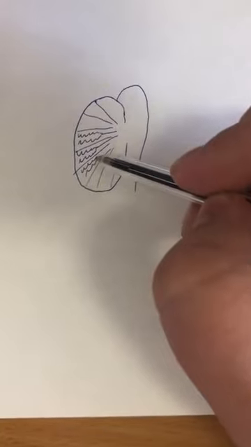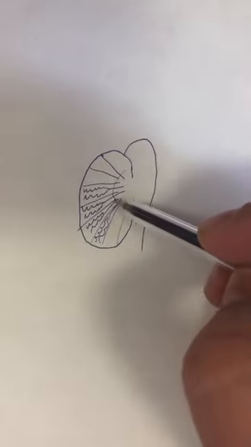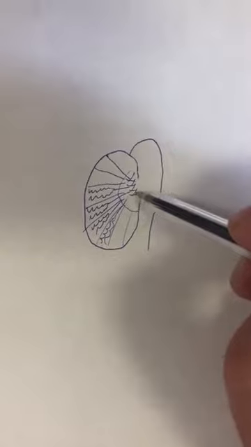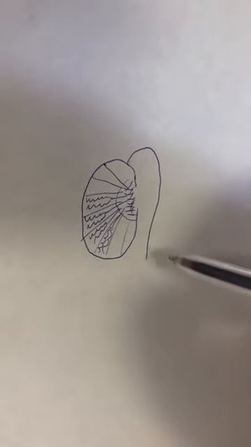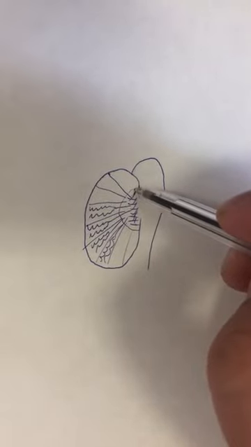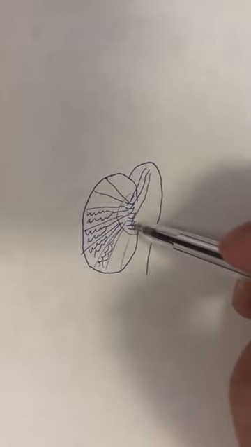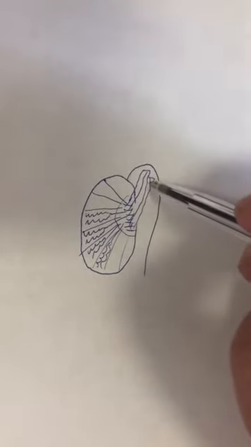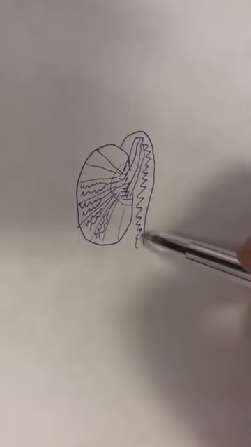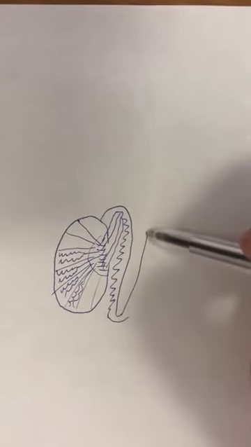And tubuli seminiferi recti continue into mediastinum testis, that is the place between testis and epididymis, and form its network, rete testis. From the network start ducts, ductuli efferentes, which go to the head of epididymis and make its ductus epididymidis. And this duct continues into ductus deferens or vas deferens.